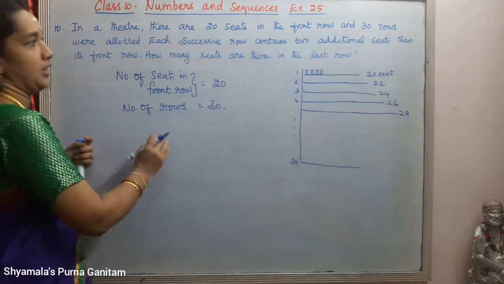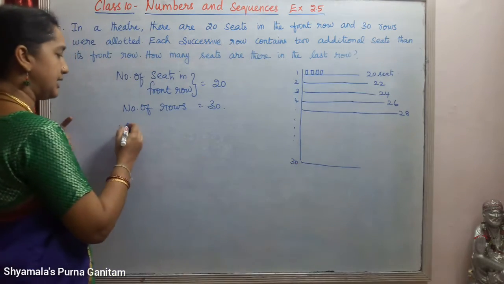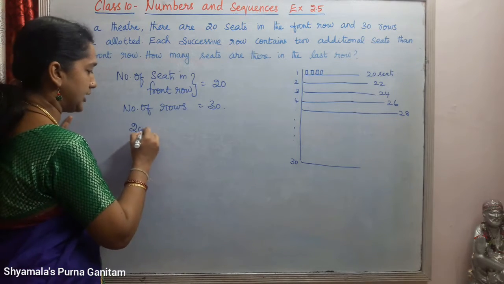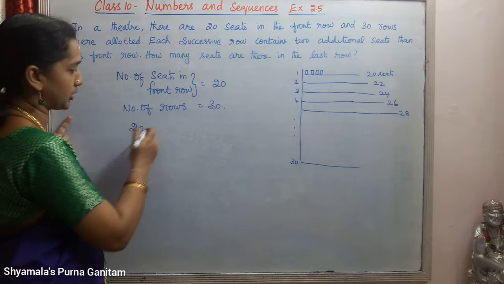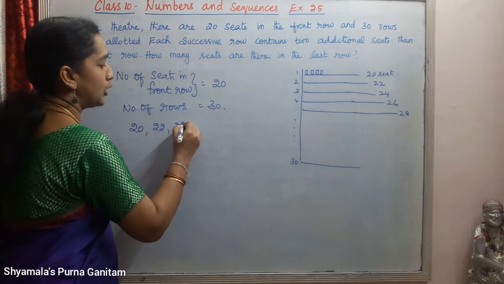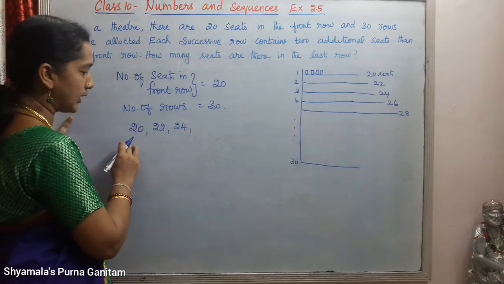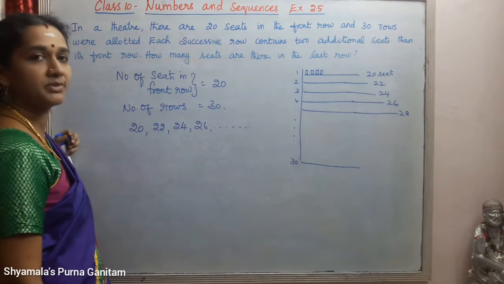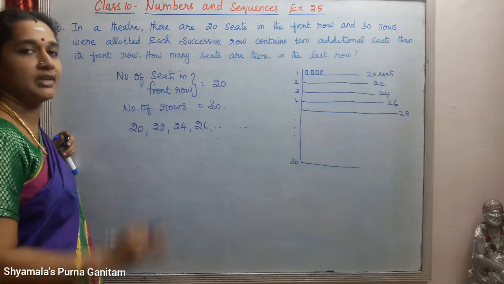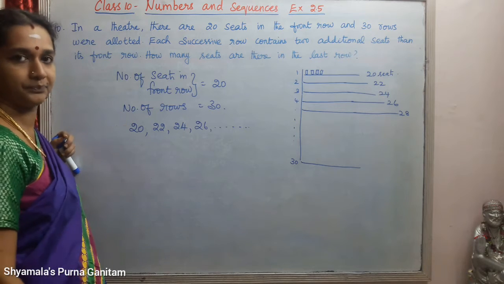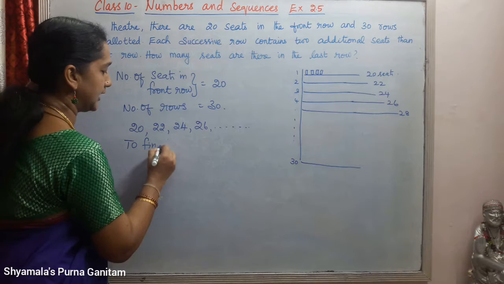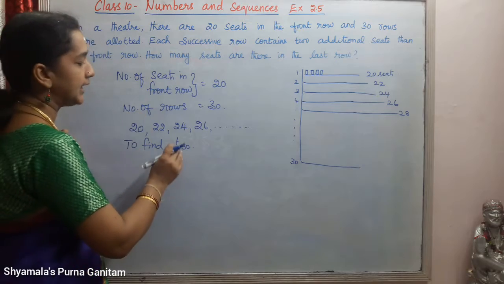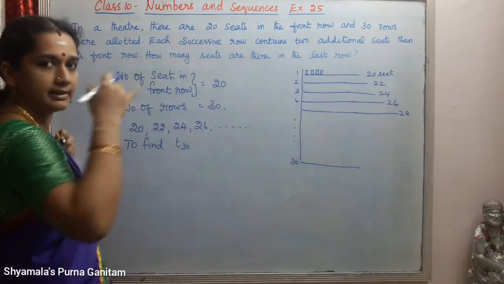Then from the given condition we can write that the given arrangement is in AP. That is 20. Front row starts with 20. Next successive rows are having 2 seats extra. So 20, 22, 24, 26, like that it goes. Total number of terms we are having is 30. So we are asked to find T30, the 30th term. Number of seats in the 30th row. How many seats are there in the last row?